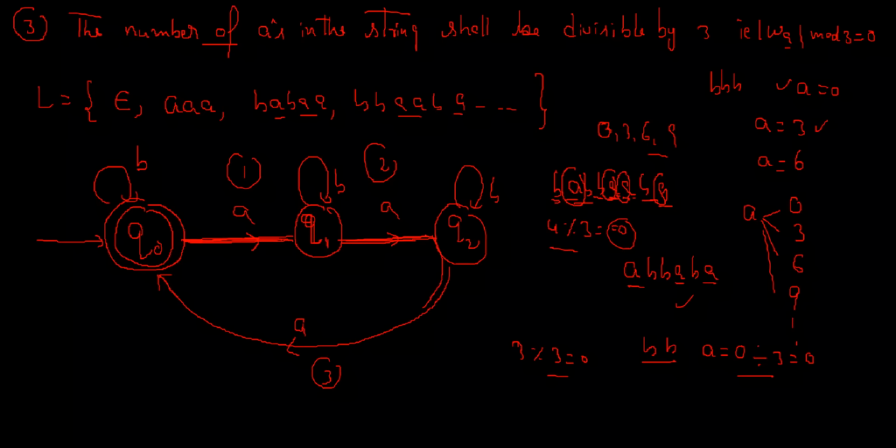So for every number of A's which is divisible by 3, you are going to Q0. If it is not divisible by 3, then you will be stuck at either Q1 or Q2. So this is the way of designing modulo related string operations. Here the number of A's shall be divisible by 3. That means if you divide the number of A's by 3, then the remainder shall be 0. So for such type of problems, you have to design the diagram like this. Similarly, if it is 4, you will have one more state. If it is 5, you will have one more state. But the concept is the same.